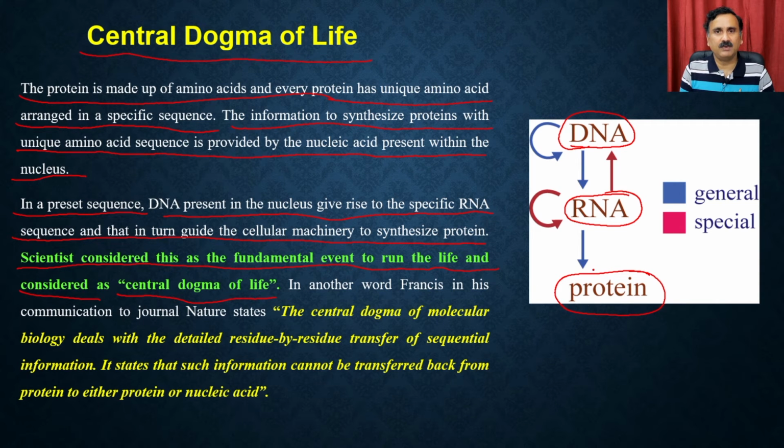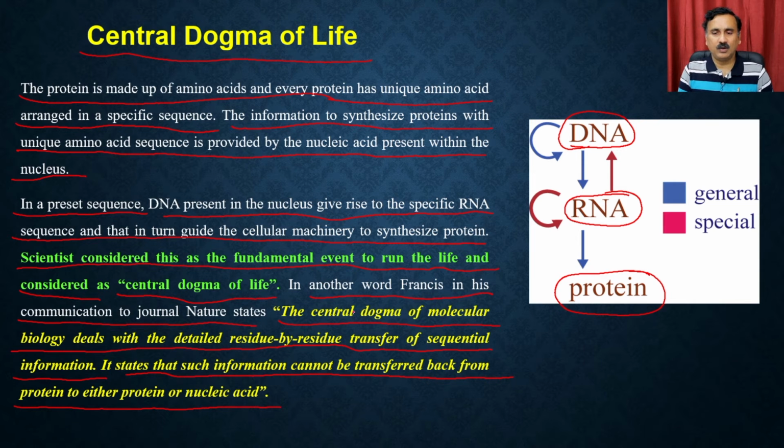We have seen many types of life-related activities, and everywhere you have to have some kind of production of protein, and if you want the production of protein, you have to synthesize the RNA, and that RNA has to be synthesized from the DNA. In other words, Francis Crick communicated to the journal Nature that the central dogma of molecular biology deals with the detailed residue-by-residue transfer of sequential information, and states that such information cannot be transferred back from the protein to either protein or to the nucleic acid.